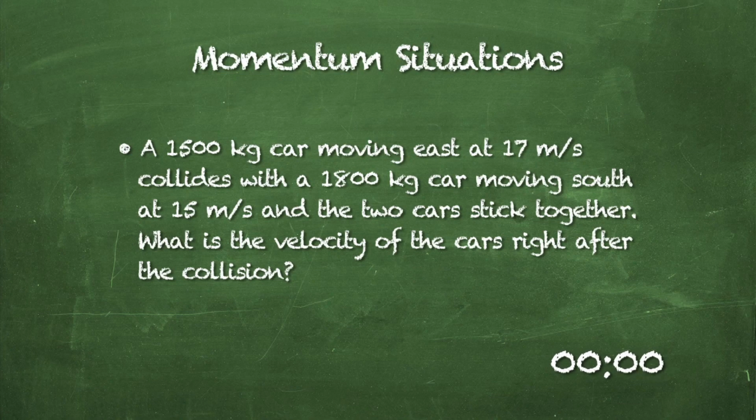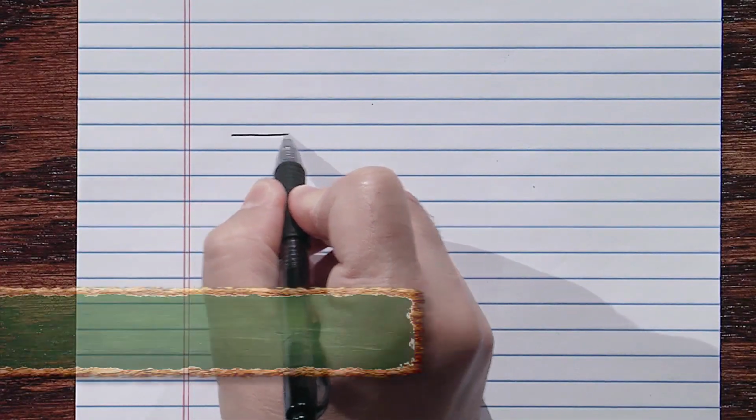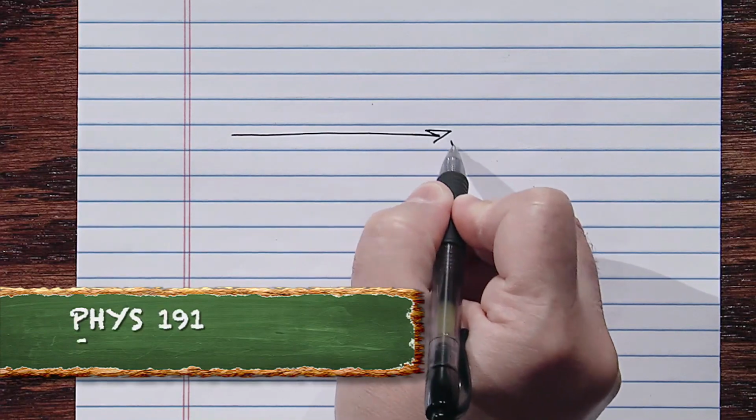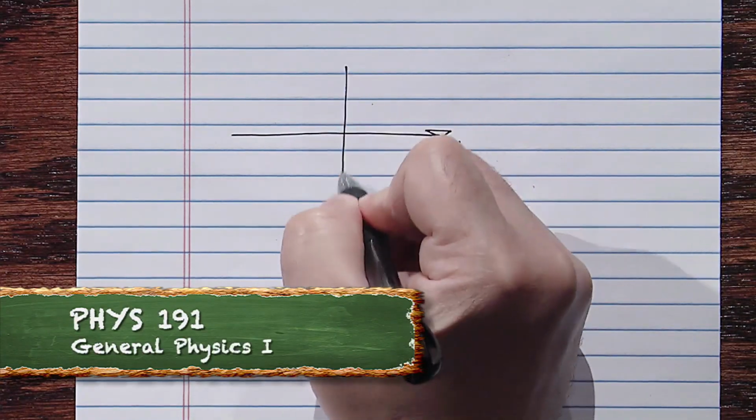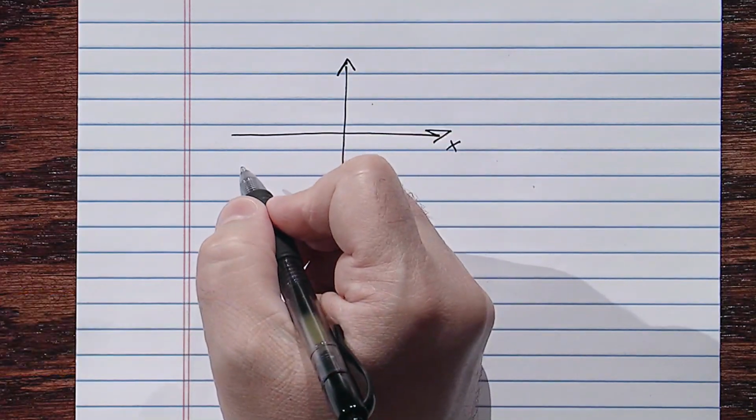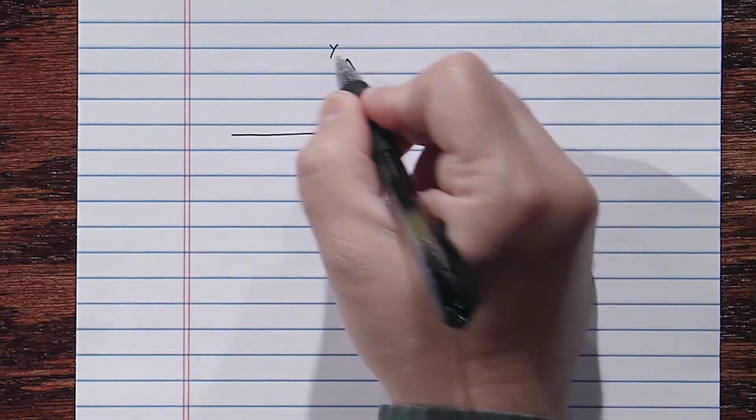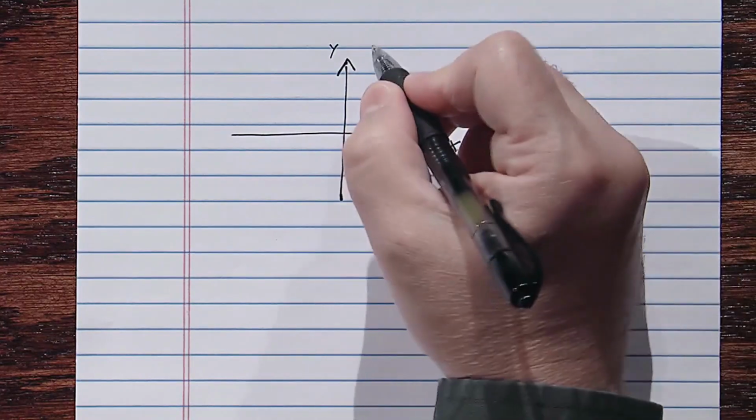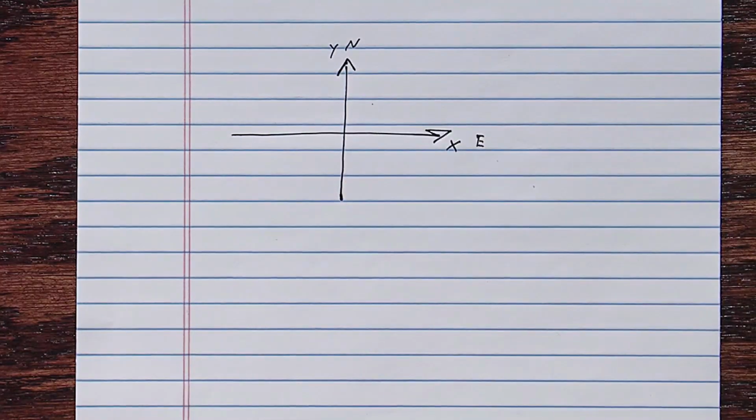Okay, let's draw our diagram as we always do. And once again, we'll have to use X and Y. And we'll make X be east and Y north.